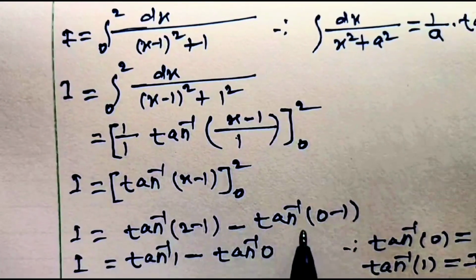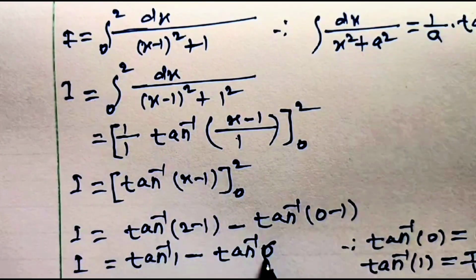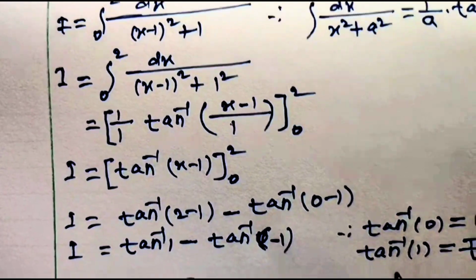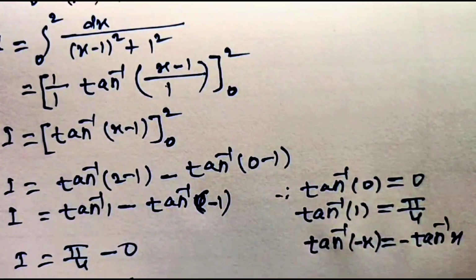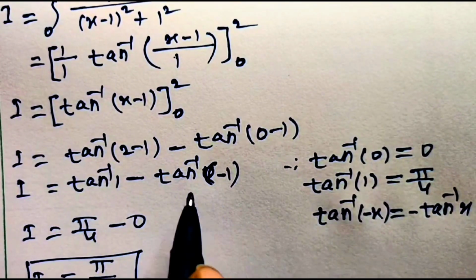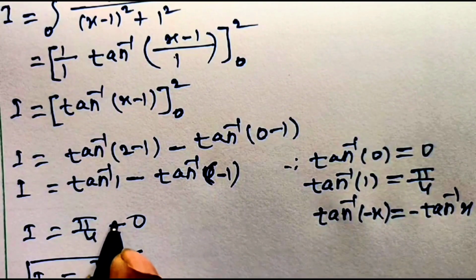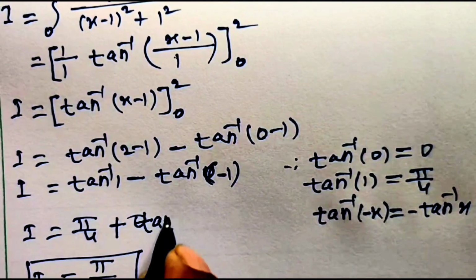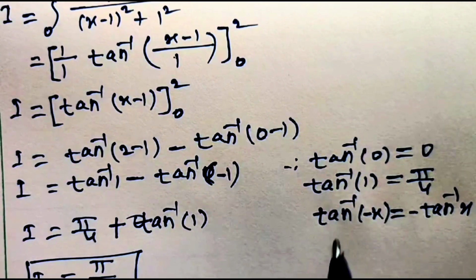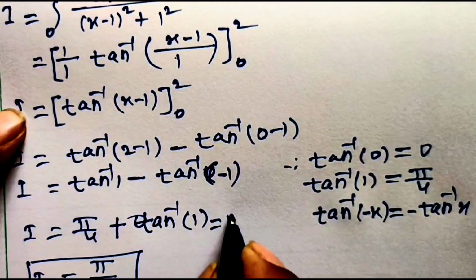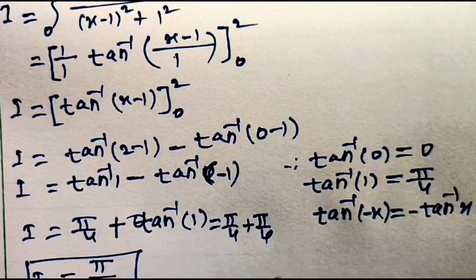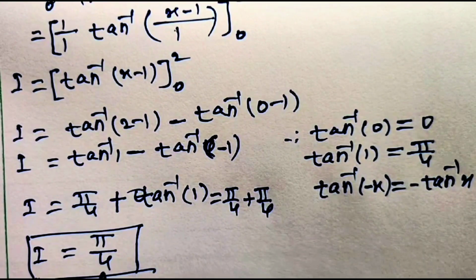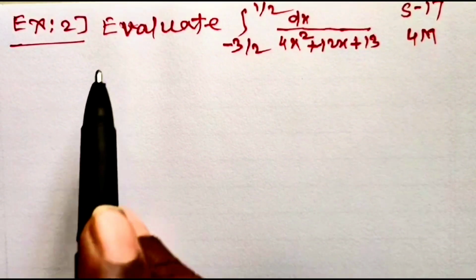Make this correction. Tan inverse 0 minus 1 is equal to tan inverse of minus 1. And you know tan inverse of minus x is equal to minus tan inverse x. So tan inverse of minus 1 is minus tan inverse 1, and that becomes minus minus plus tan inverse 1. But you know tan inverse 1 is pi by 4. So this is equal to pi by 4 plus pi upon 4, 2 times pi upon 4, which is equal to pi upon 2. So this is the answer. Let us solve sum number 2.